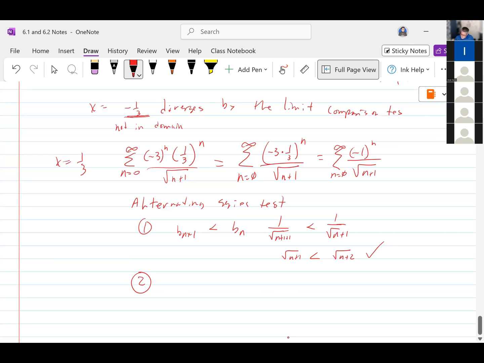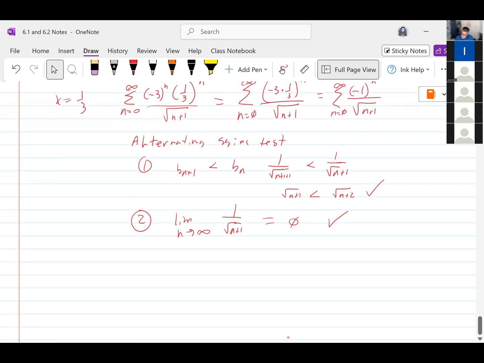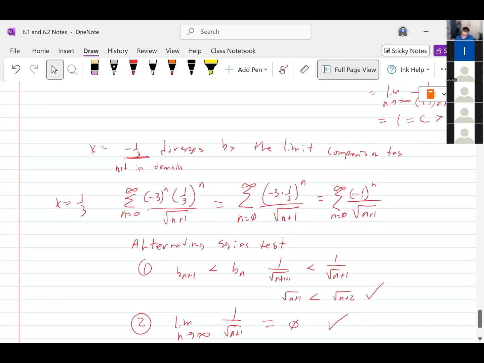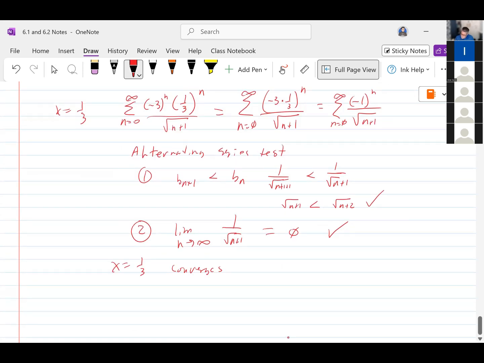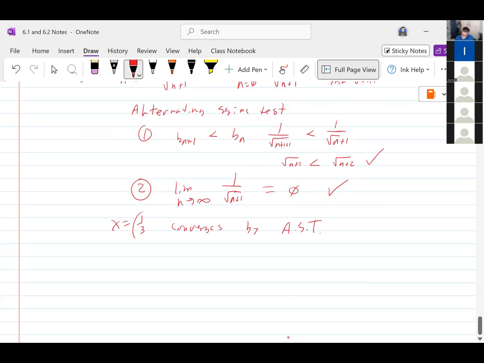Number 2, is the limit as n goes to infinity of 1 over the square root of n plus 1, does that go to 0? And as you can see, this is going to be 1 over infinity, which does go to 0, so that checks. So this converges. Okay, so x equals 1/3 converges by the alternating series test. And so x equals 1/3 is a part of the domain, is in the domain.